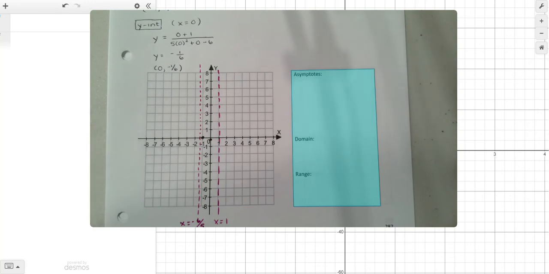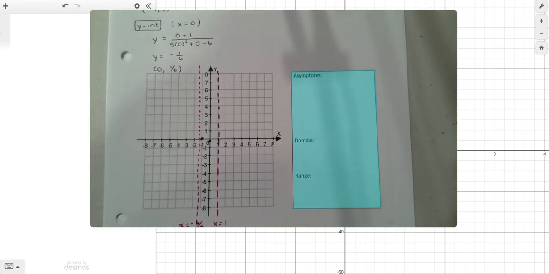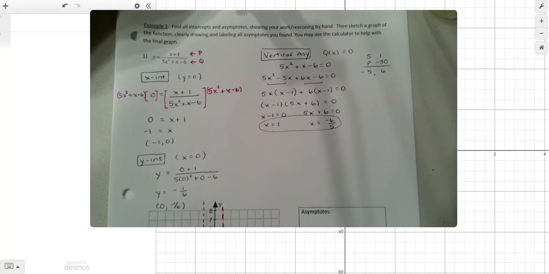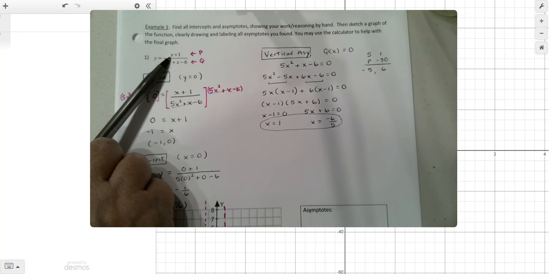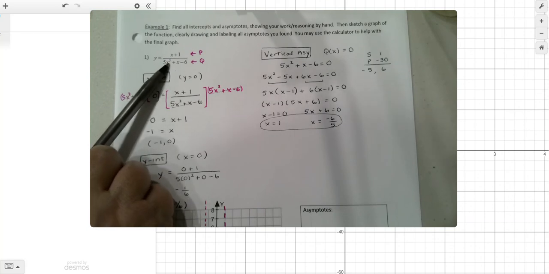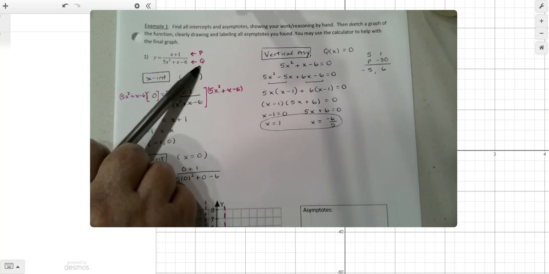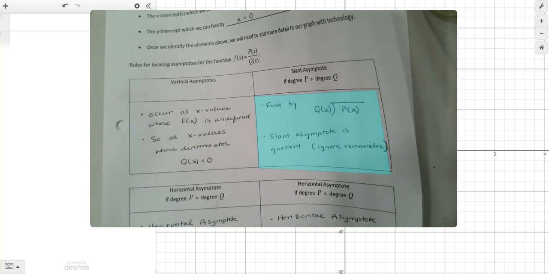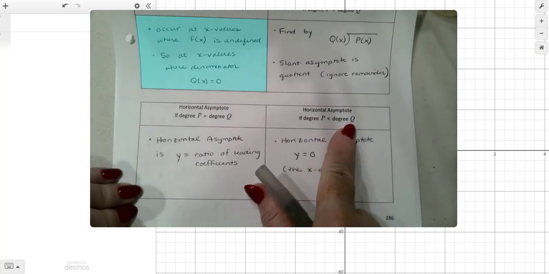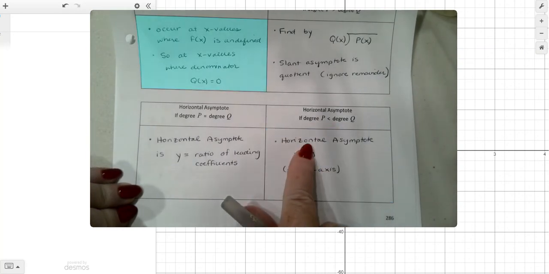All right. One more thing to find, and this is the last thing. This depends on the degrees of P and Q. So in this case, I'll notice the degree of P is 1, and the degree of Q is 2. So the degree of P is smaller than the degree of Q. So here we go. Degree P is smaller than degree Q. Tells me I have a horizontal asymptote, specifically y equals 0 or the x-axis.